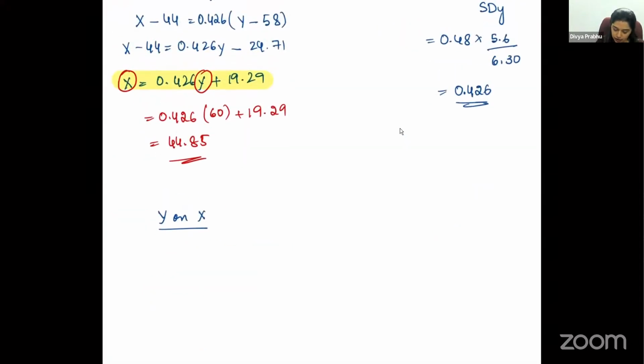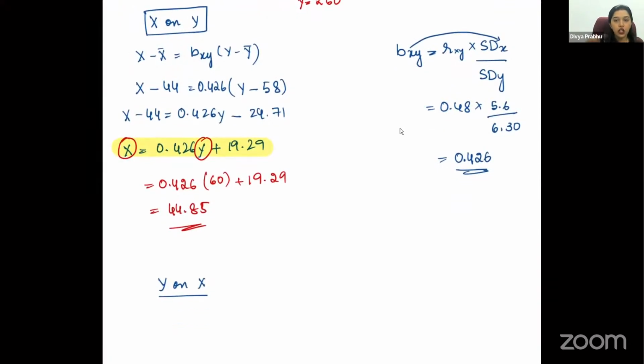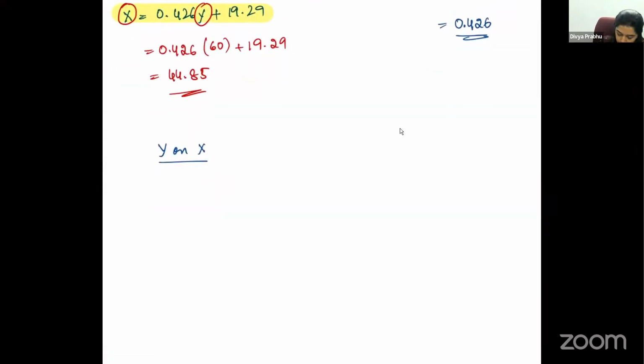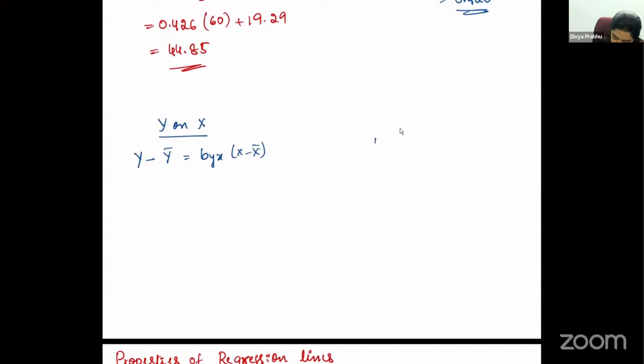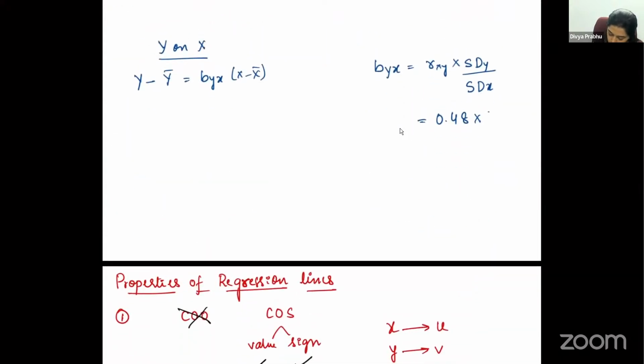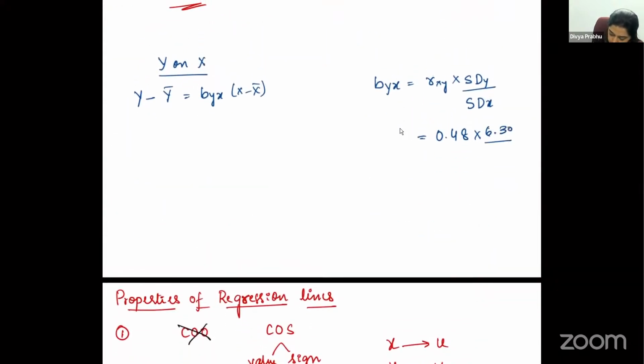Similarly, we'll have Y on X as well. I want you all to calculate Y on X on your own, now that we have calculated X on Y. Y minus Y bar is equal to byx into X minus X bar. Again, Y bar, X bar is given in the question. We just have to calculate byx, which is rxy into SD of Y upon SD of X. That is 0.48 into 6.30 divided by 5.60. This will be 0.54.